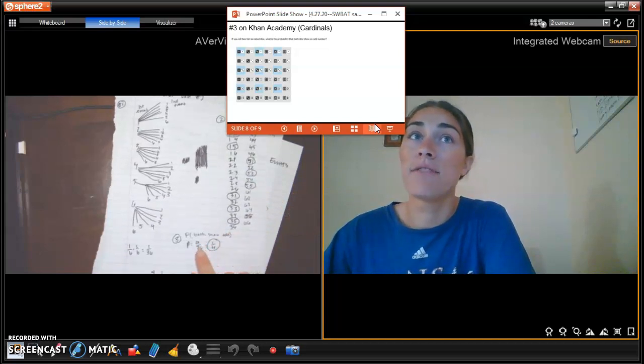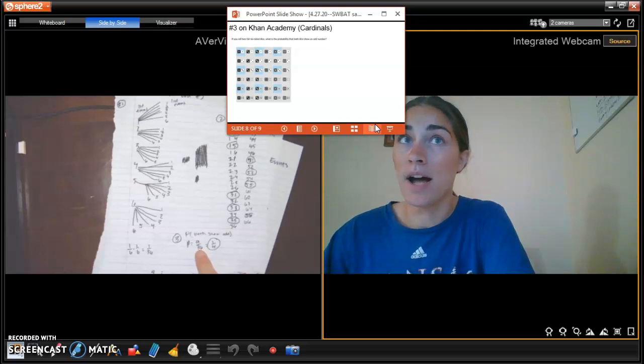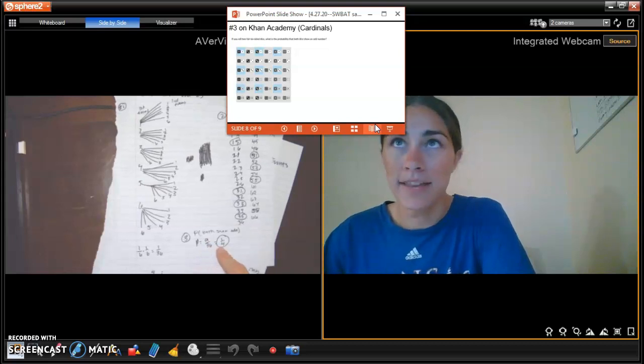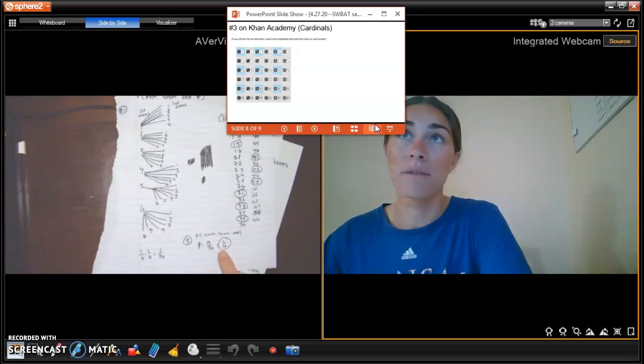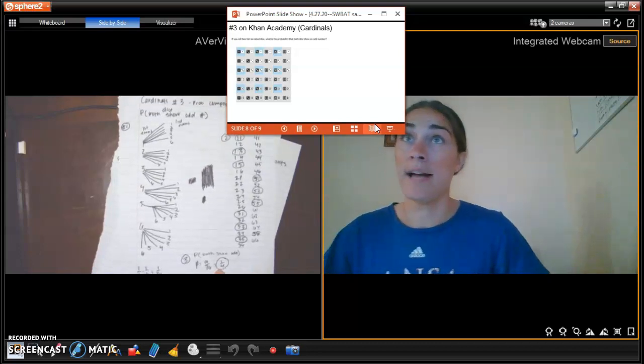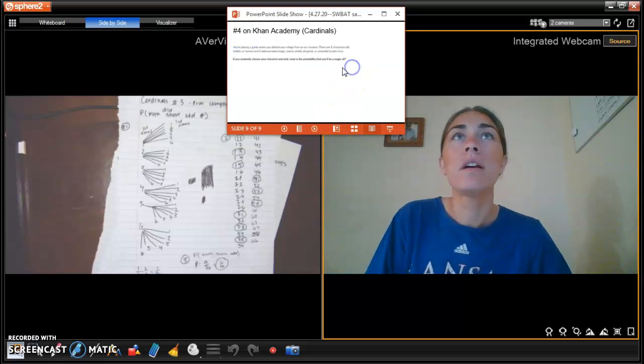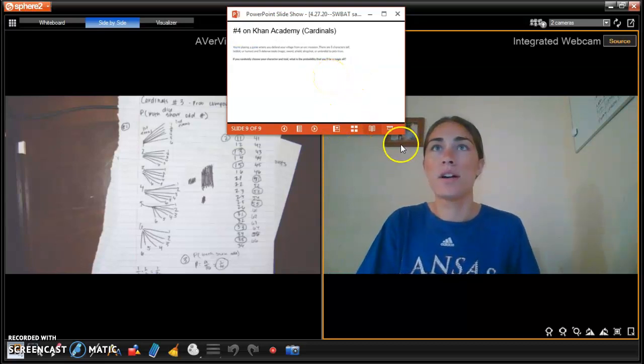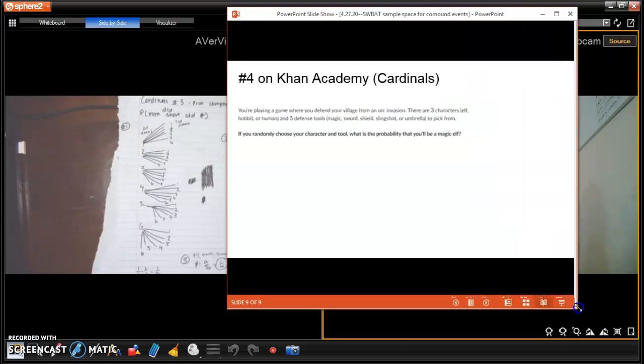So I have 9 out of 36 outcomes being odd. And then I need to simplify this fraction to become 1/4. The probability of both dice being odd is 1/4, or a quarter of the time that will happen. Okay, last one, Cardinals, number 4.